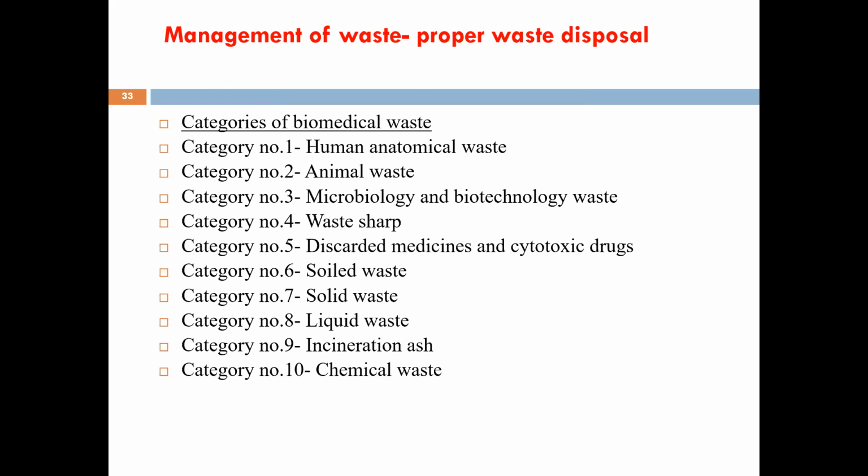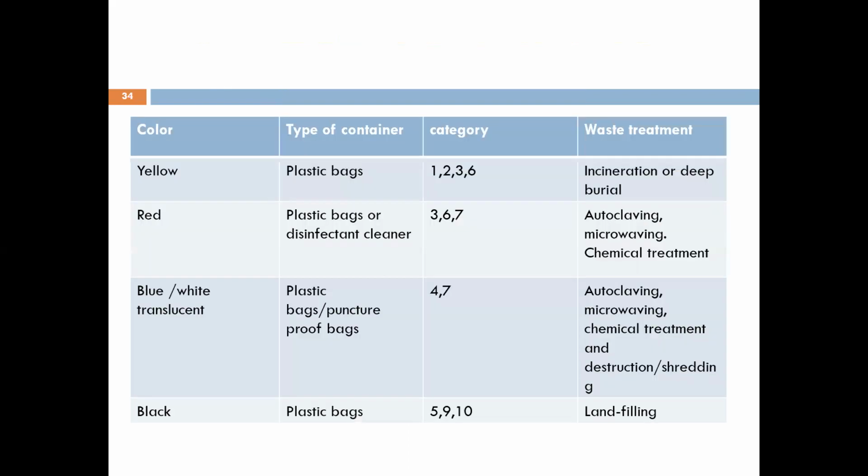Category 1, human anatomical waste. 2 is animal waste. 3, microbiology and biotechnology waste. 4, waste sharps. 5 is discarded medicines and cytotoxic drugs. 6 is soiled waste. 7, solid waste. 8 is liquid waste. 9, incineration ash. And 10 is chemical waste.